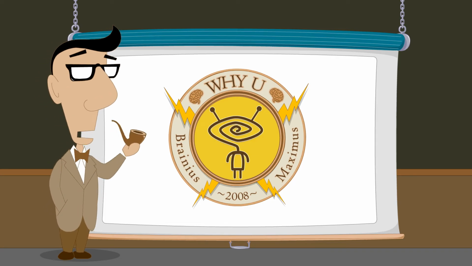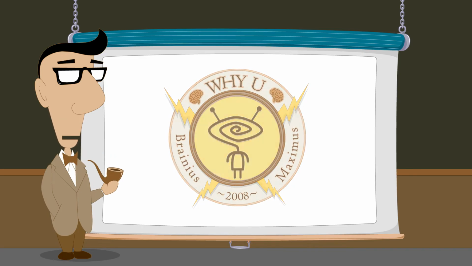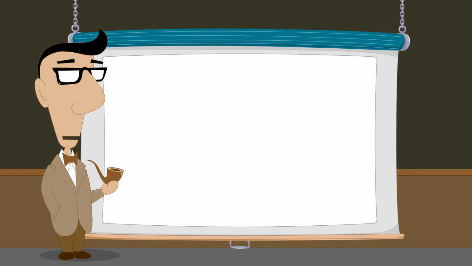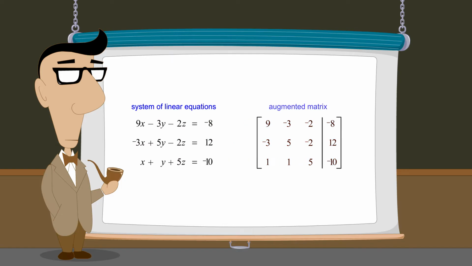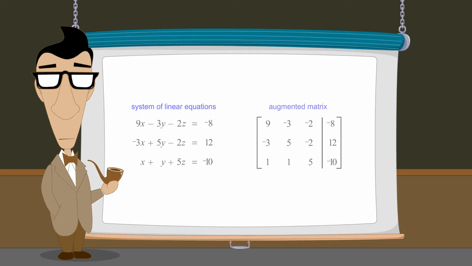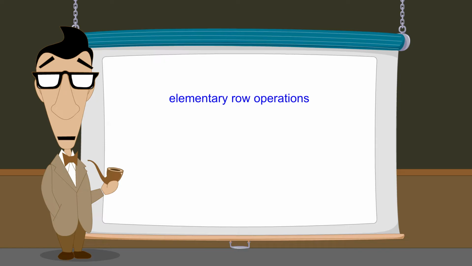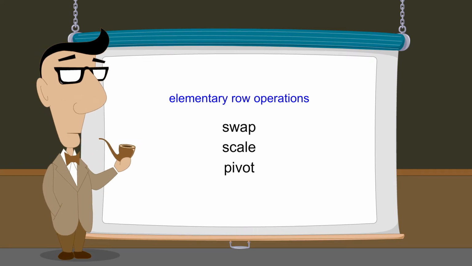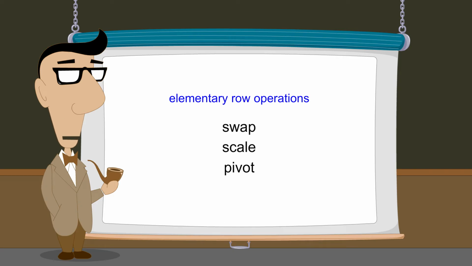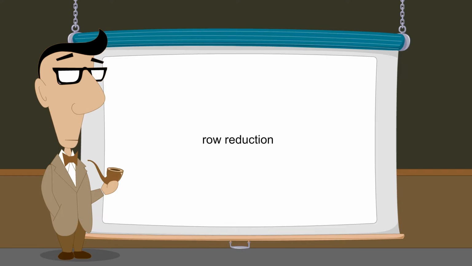In the last several lectures, we saw how augmented matrices allow us to represent systems of linear equations in a compact, easy-to-manipulate form. We also introduced the three elementary row operations, swap, scale, and pivot, which are used to simplify augmented matrices. The process of matrix simplification using these elementary row operations is sometimes referred to as row reduction.